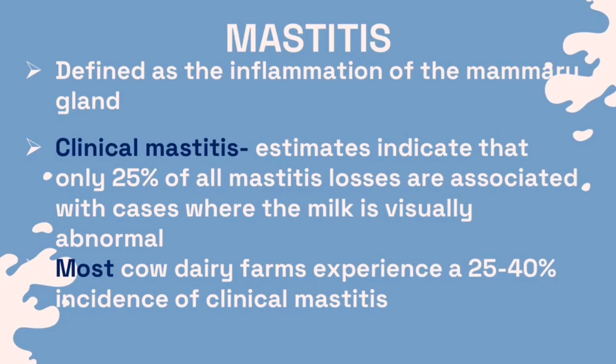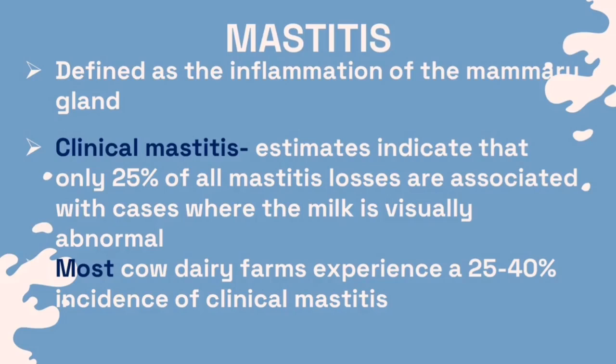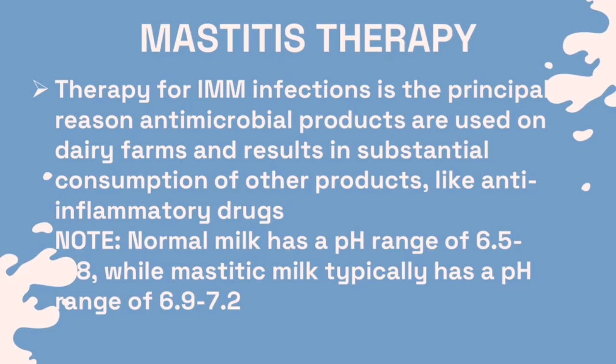The last one is mastitis, which is defined as the inflammation of the mammary gland. Most cow dairy farms experience a 25 to 40% incidence of clinical mastitis. Mastitis therapy. Therapy for IMM infections is the principal reason antimicrobial products are used on dairy farms and results in substantial consumption of other products, like anti-inflammatory drugs.